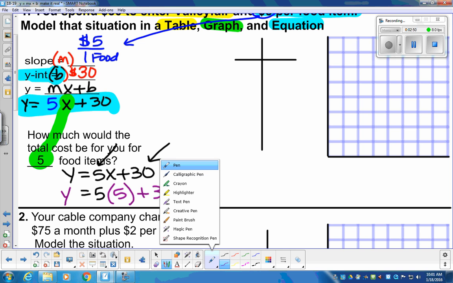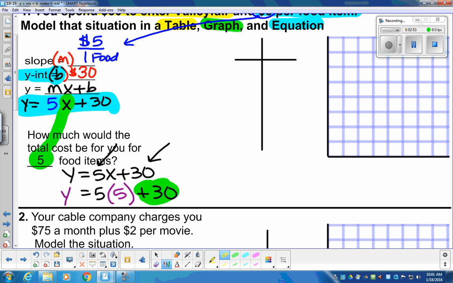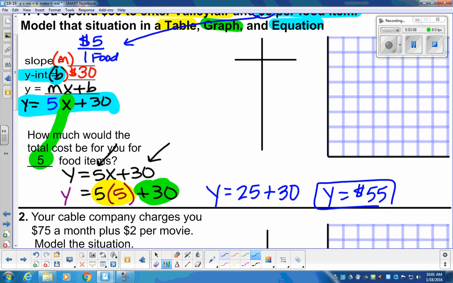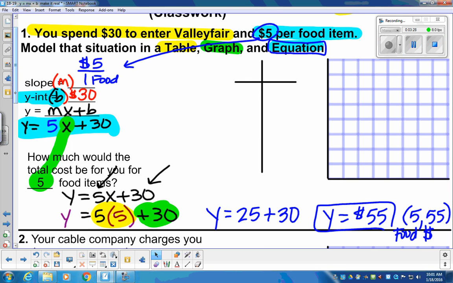Well, for sure it's going to cost me the $30 to get in. And how much is it going to cost me for food? Well, 5 food items, $5 a piece, means that it's going to cost me $25 for food, and $30 to get in means that I better plan on bringing $55 to go with. So for 5 food items, $55. What we did is we just proved it into an equation. Our work over on the left there is just the equation work of how much it is going to cost me for 5 food items if I go to Valley Fair: $30 at the beginning amount, $5 per food item, and there we have it.